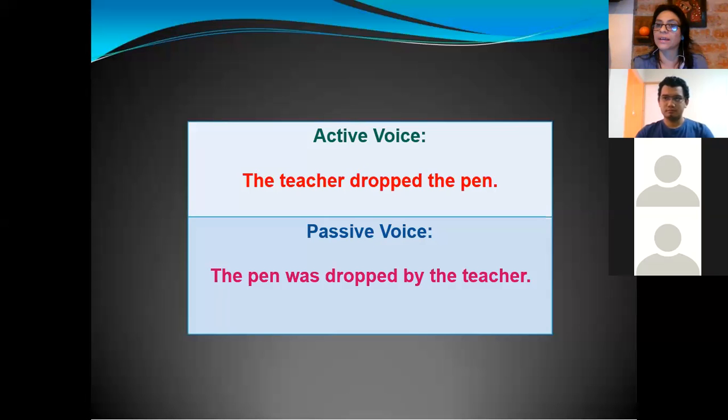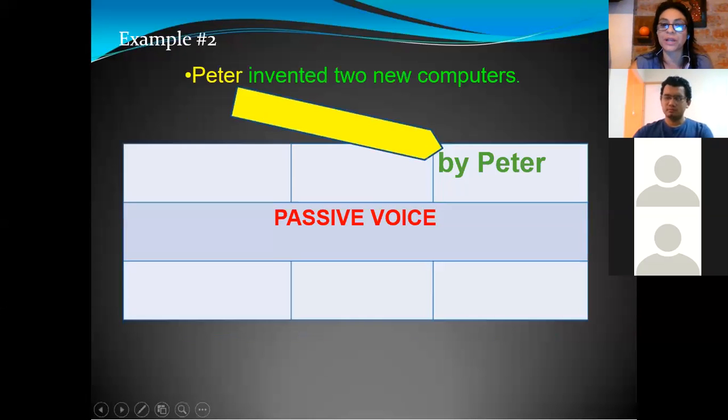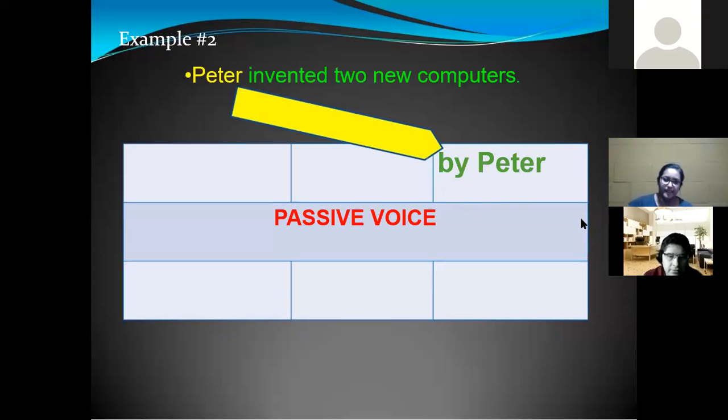All right, you understand that, guys? Okay. All right, very good. Let's do sentence number two. You will help me with this one. Peter invented 2 new computers. All right, I did this for you by Peter. All right, someone that has not participated yet. All right, Maria Araceli, what would go here on the first space? Two new computers, very good, all right.